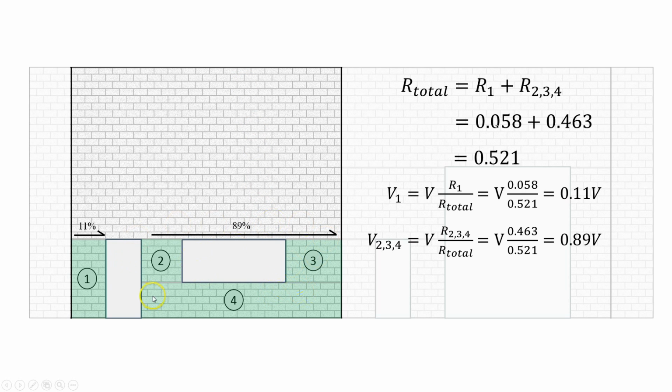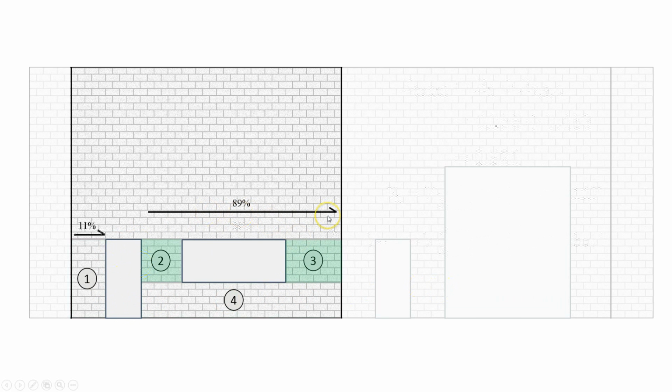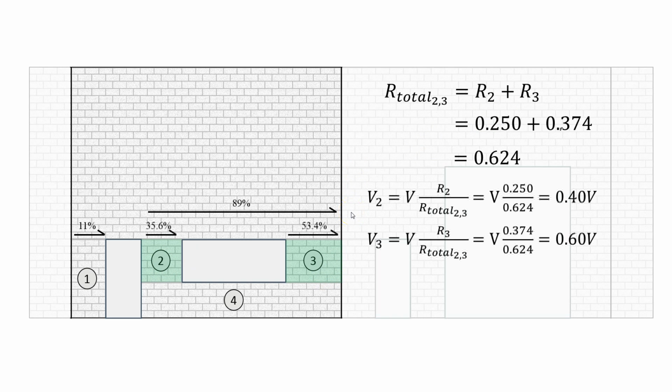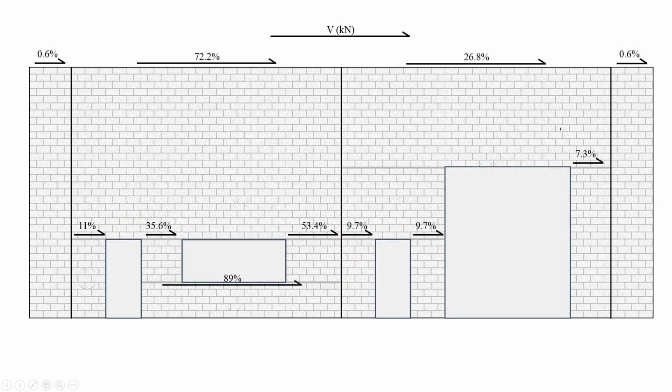Now that we know how much load is going to the right of this opening, we can do a second load distribution. Of this 89%, how much goes to pier 2 and how much goes to 3? We do the same thing. We already know the two rigidities of pier 2 and pier 3. By doing the same thing with the ratios, we actually have a 60-40 split, where 60% of that load goes over here, and the remaining 40% goes to pier 2. Now if we go back to our entire shear line and do the exact same thing for panel 3, we have an idea of exactly where all of our loads are going. And this is basically how we do our in-plane load distribution.